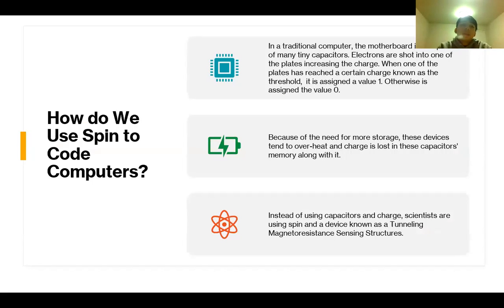How do we use spin to code computers? In a traditional computer, the motherboard, which is in charge of your RAM, is comprised of many tiny capacitors. Now, electrons are shot into one of the plates of the capacitors, known as an electrode, and it increases charge. When one of these plates has reached a certain charge known as the threshold, it is assigned a value 1. Otherwise, it is assigned a 0.